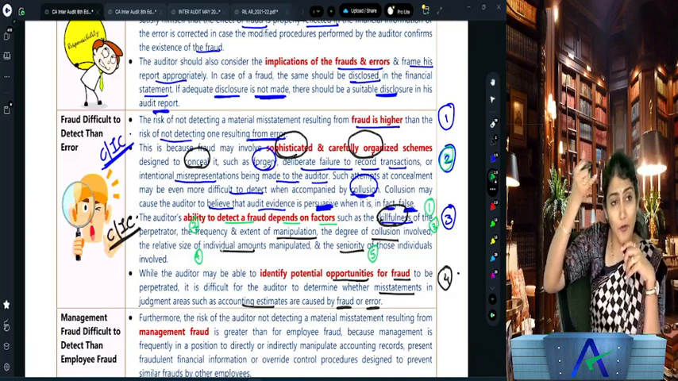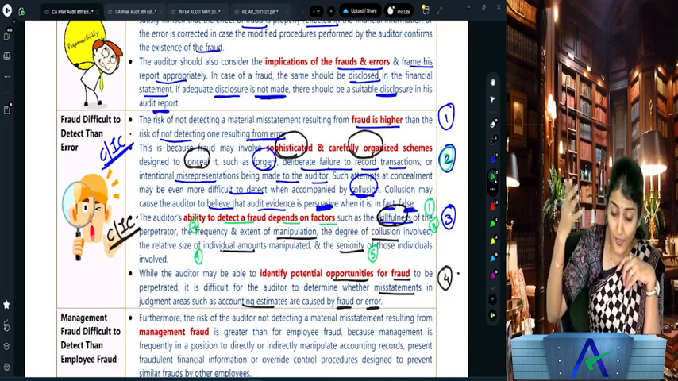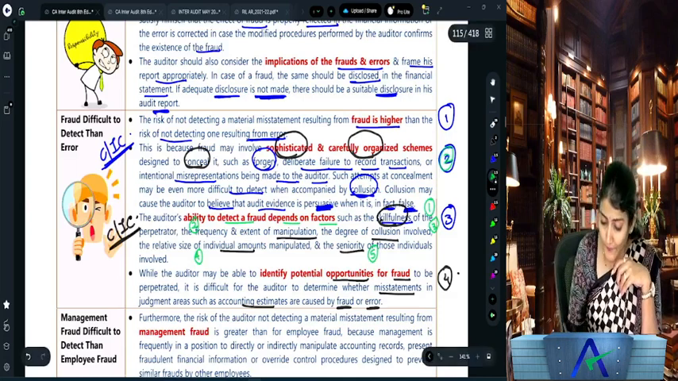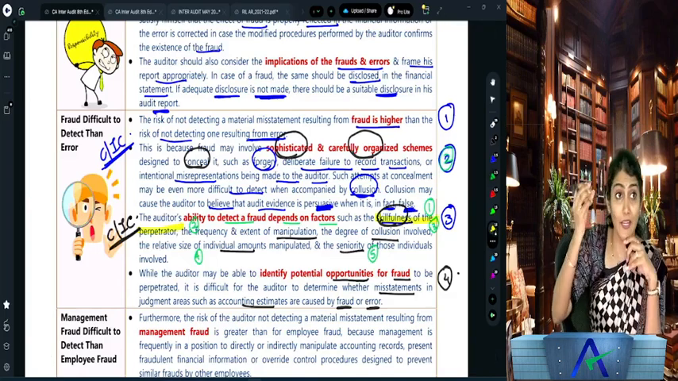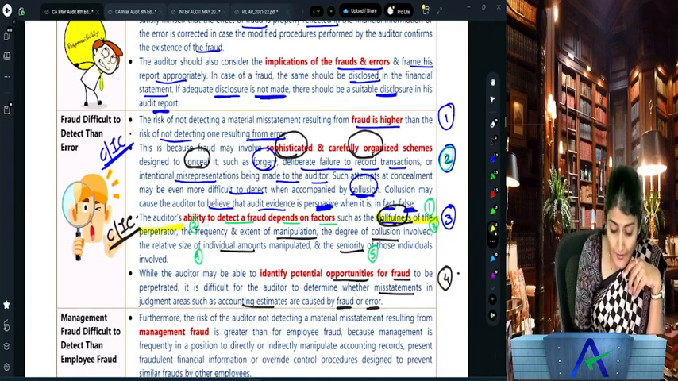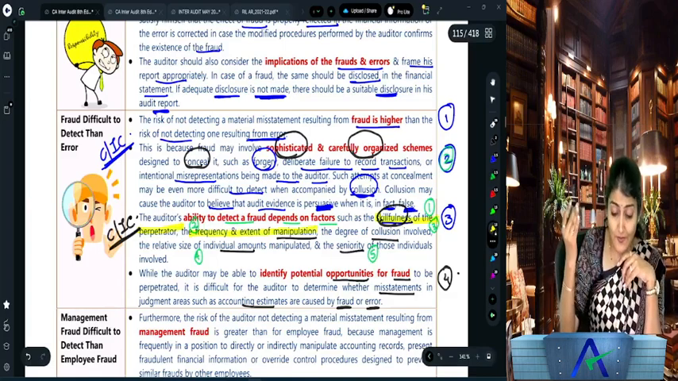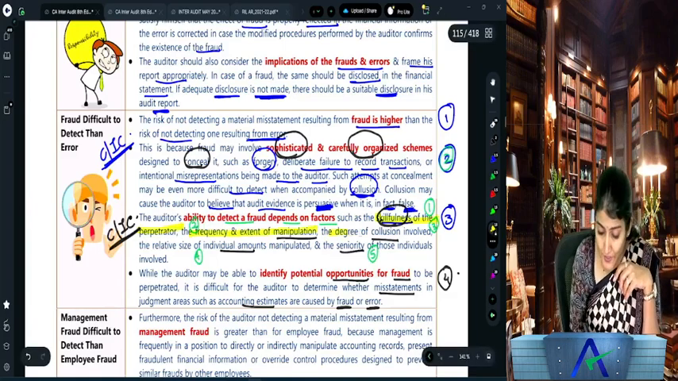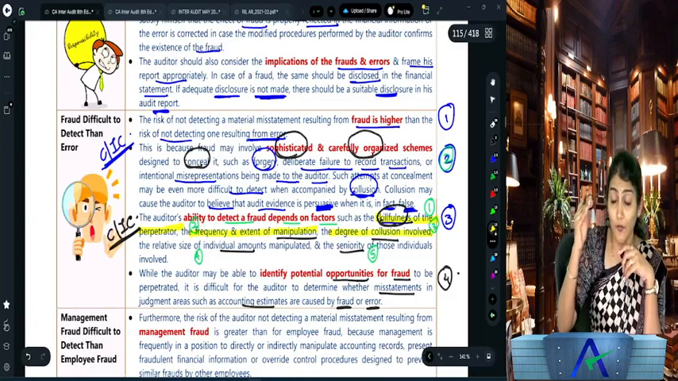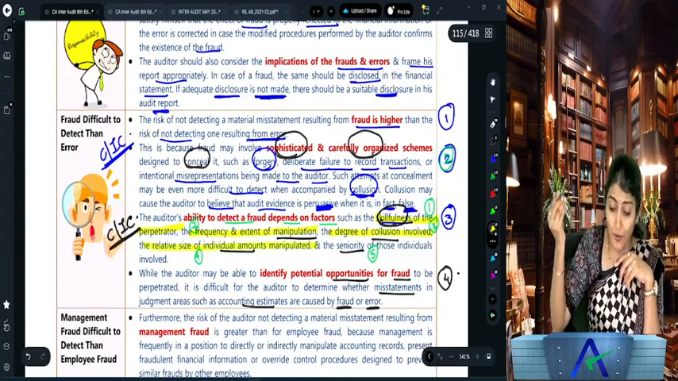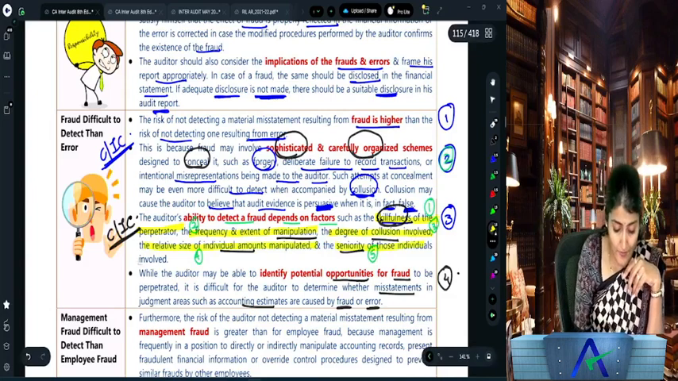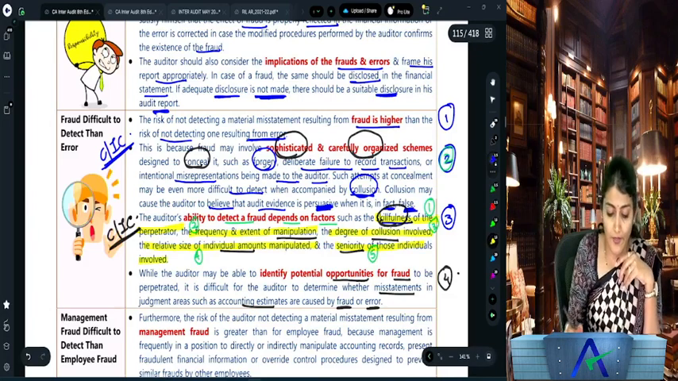The ability of the auditor to detect a fraud depends upon, one, the skillfulness of the perpetrator, how carefully, how cunningly the fraud has been done. Second, it depends upon the frequency and extent of the manipulation. Then it depends upon the degree of the collusion involved, then the relative size of the individual amounts manipulated, and it also depends upon the seniority of those individuals involved.